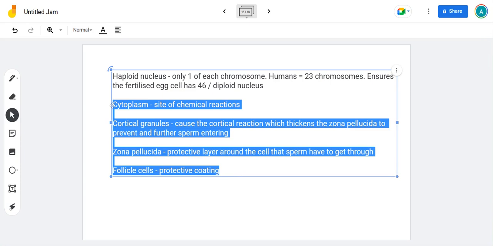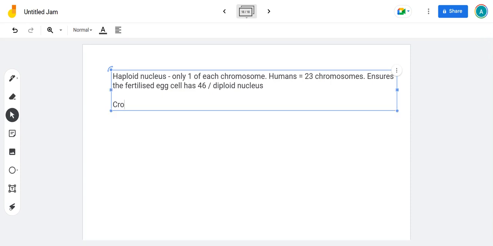The second one we need to know is the acrosome. The acrosome is right at the tip of the head of the sperm. When the sperm swims to the egg, it's the first part of the sperm that reaches the egg. The acrosome contains digestive enzymes so that it can break down the zona pellucida, which we had as that extra protective layer around the membrane, to enable it to penetrate to get inside the egg.